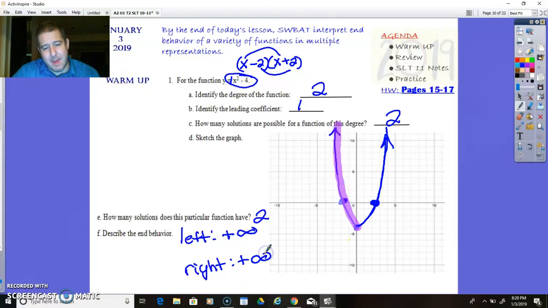Now, it's not always going to be the case. It depends whether or not it's an even degree or an odd degree. And it also depends whether or not the leading coefficient is positive or negative. It went up on both sides since it was positive, but if it was negative, it would have been flipped upside down. If you remember from Algebra 1, when you did quadratics, if it was negative x squared, then it flipped upside down.